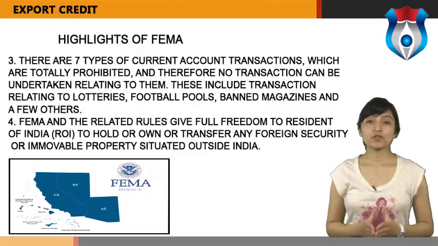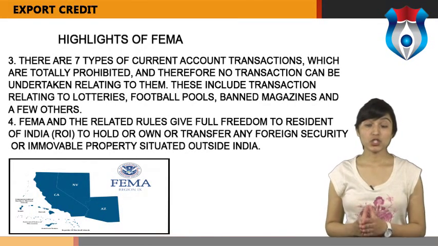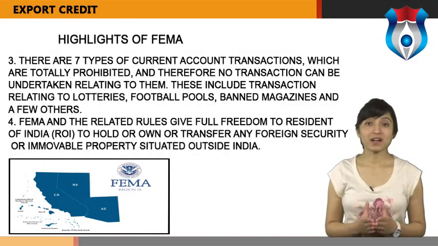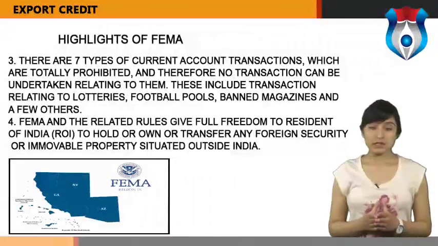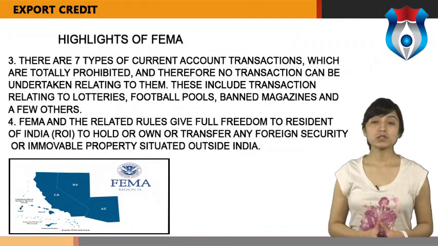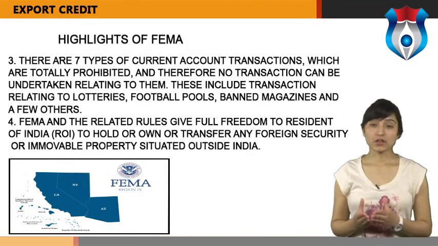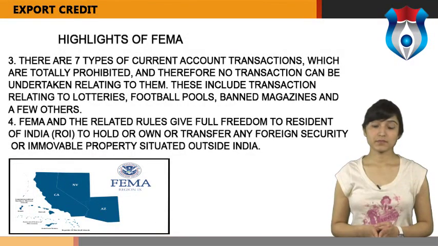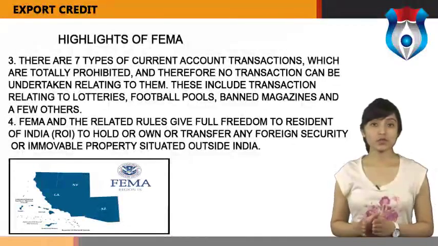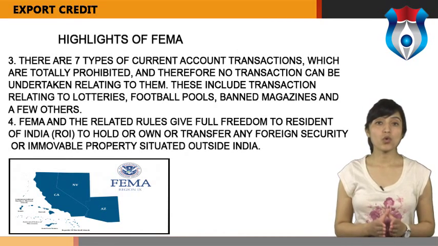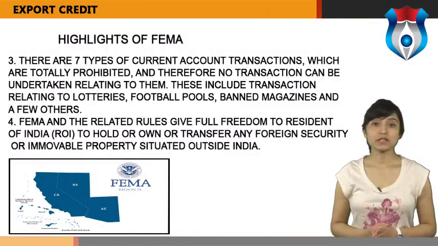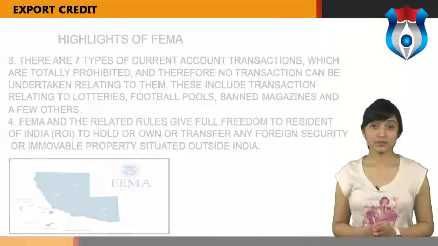There are 7 types of current account transactions which are totally prohibited, and therefore no transaction can be undertaken relating to them. These include transactions relating to lotteries, football pools, banned magazines, and a few others. FEMA and the related rules give full freedom to residents of India to hold, own or transfer any foreign security or immovable property situated outside India.